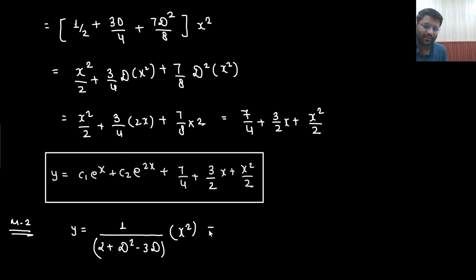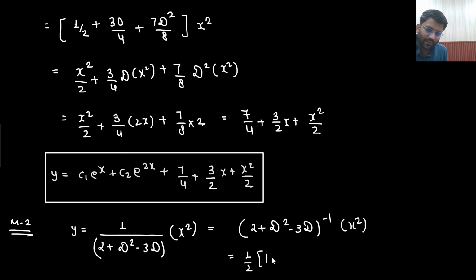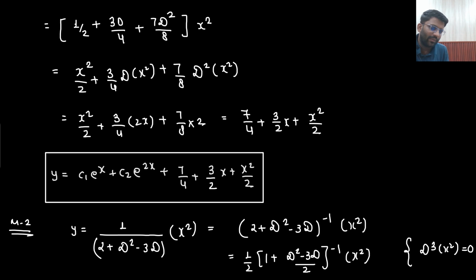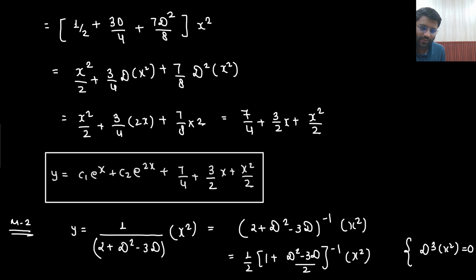x square. Now what will happen is that, can I write this in this way? (2 plus d square minus 3d) to the power minus 1, x square. Now 2 you take outside. So what will you get? 1 by 2 (1 plus d square minus 3d by 2) to the power minus 1. Understandable? x square. Now what will you do? Now you know that, sir, I need till maximum power. I know this thing, this will be equal to 0. So I need till maximum power 2 only. I need maximum power 2 only. So how will you open it up? 1 by 2 outside.